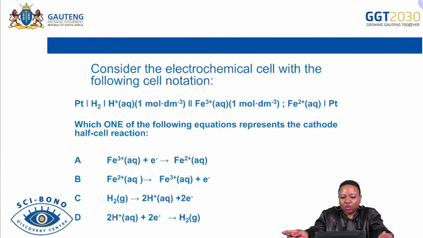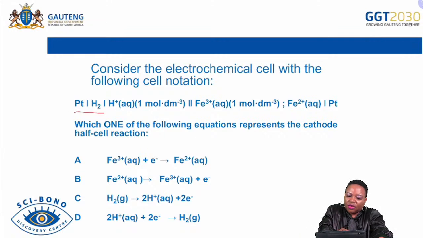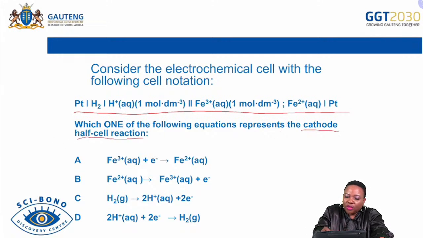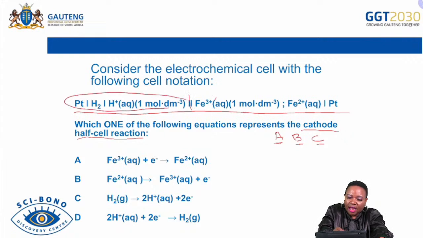Now, when you look at this multiple choice, which is one of the activities that we're going to do because our time is running out, you can see that you are given the cell notation, the same as the cell notation example that we just did. It's between iron 3 plus and iron 2 plus. They say which one of the following equations represents the cathode half cell. We know that this is written as ABC, where we expect the anode, the bridge, and the cathode side. The bridge is separating the anode and the cathode.